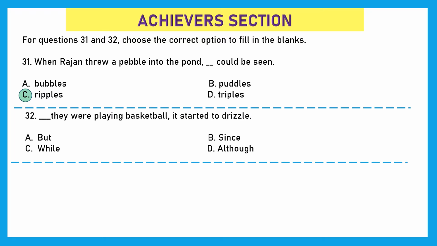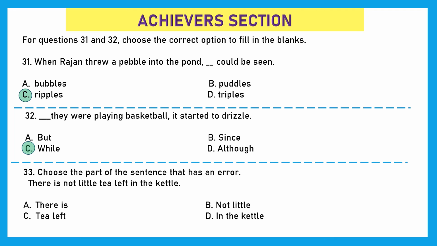So here it is a past continuous tense. So we will use while because it talks about the particular duration. While they were playing basketball, it started to drizzle. Started drizzling when they were already playing the basketball. They were already doing that particular activity. So the right answer is option C, while.